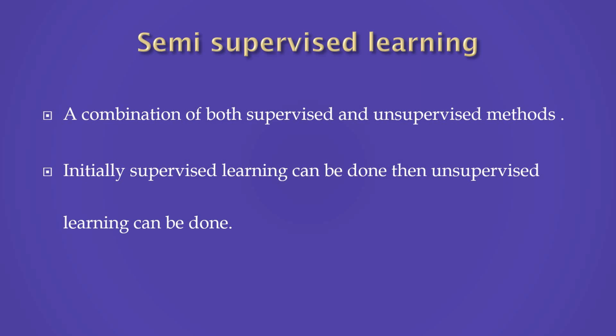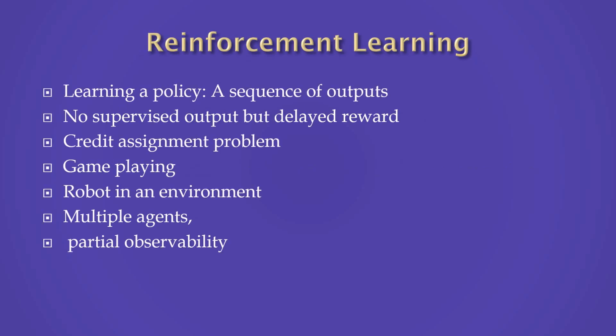And what is semi-supervised learning? As we discussed, it is a combination of both: initially supervised learning is done and later unsupervised learning is done. And next, what is reinforcement learning? Learning a policy, a sequence of outputs. Here there is no supervised output but a delayed reward. Examples of reinforcement learning are credit assignment, game playing, robot in environment, multiple agents, and partial observability.